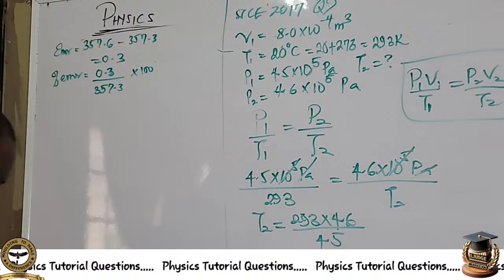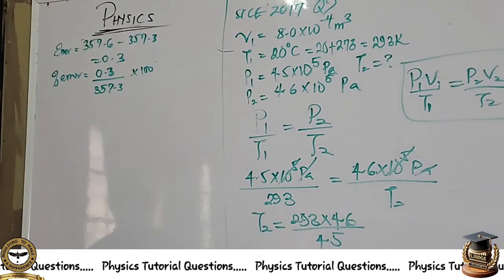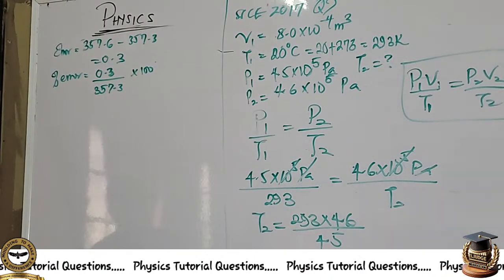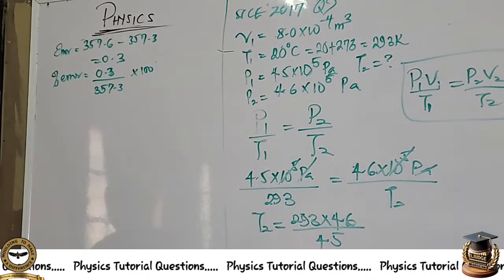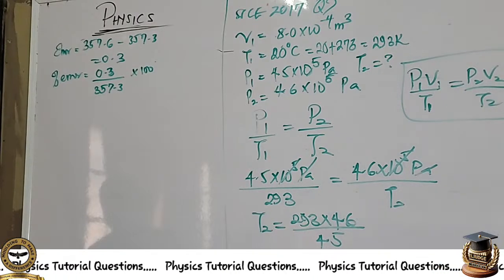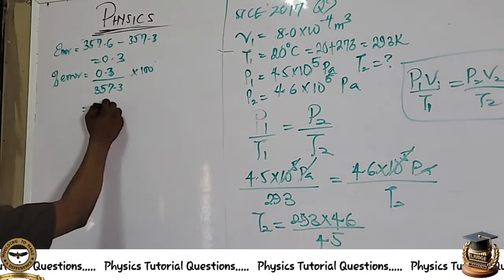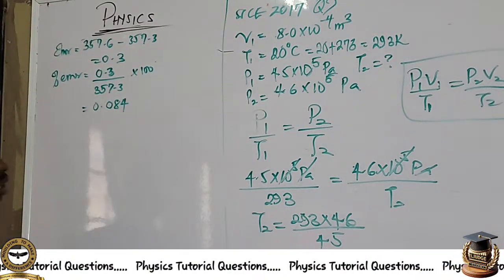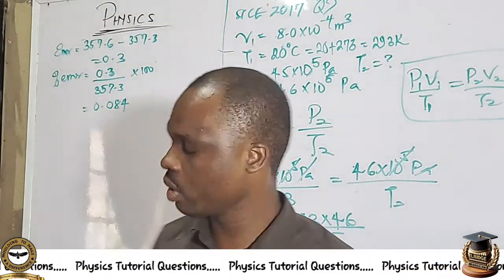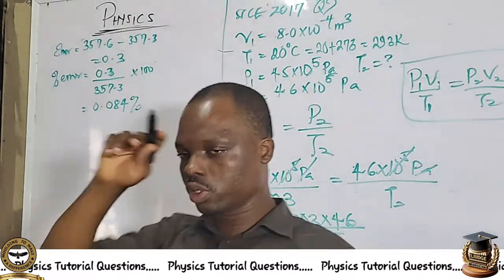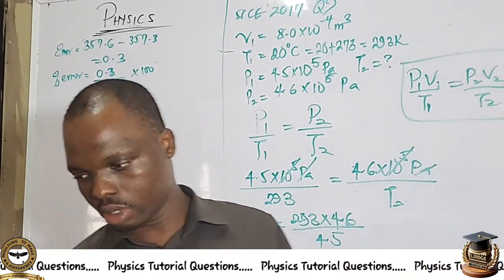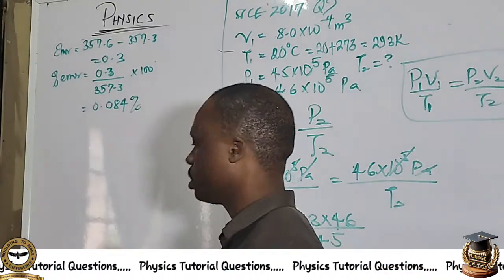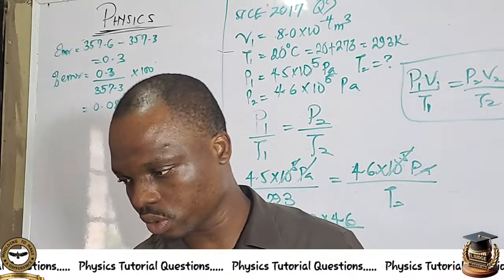So if we do this, 0.3 over 357.3 times 100, this gives us 0.084. That is the percentage error, 0.084%. So that's how this question is solved. So we have the R and we have the G theta here. This is the question, and this is the answer to that question.